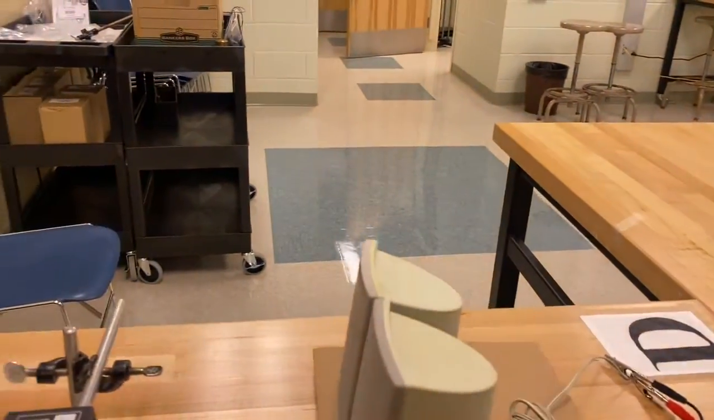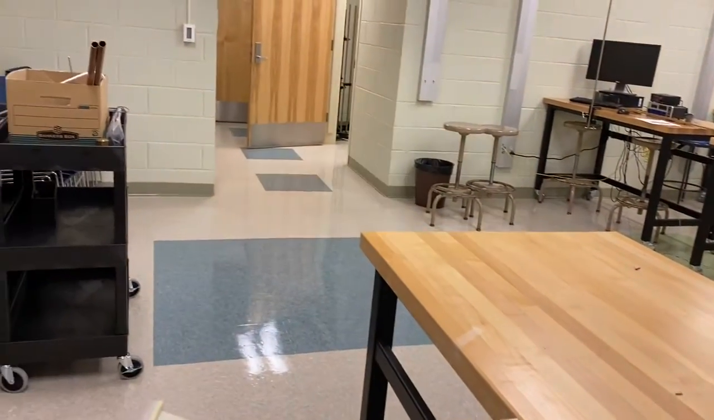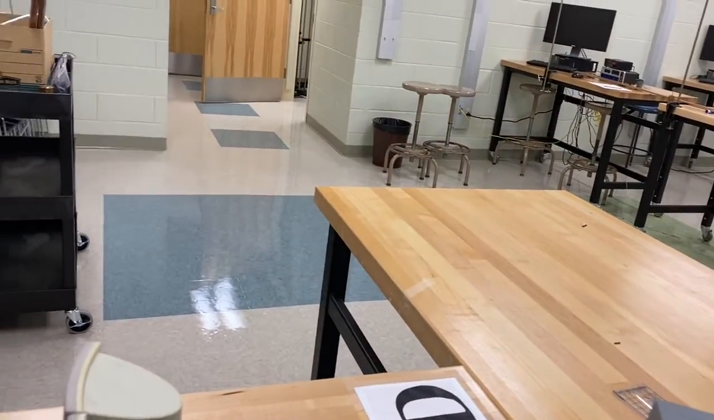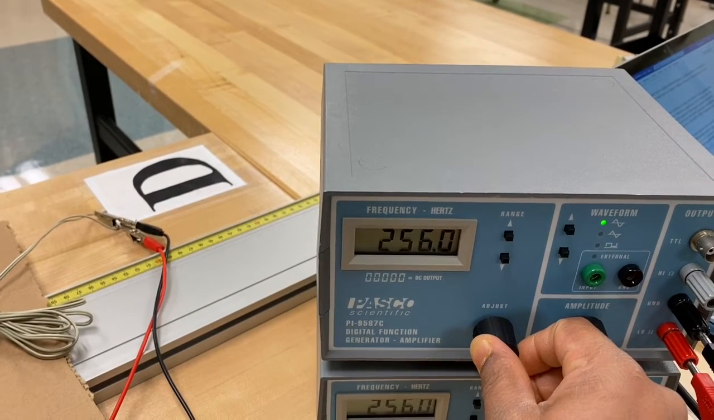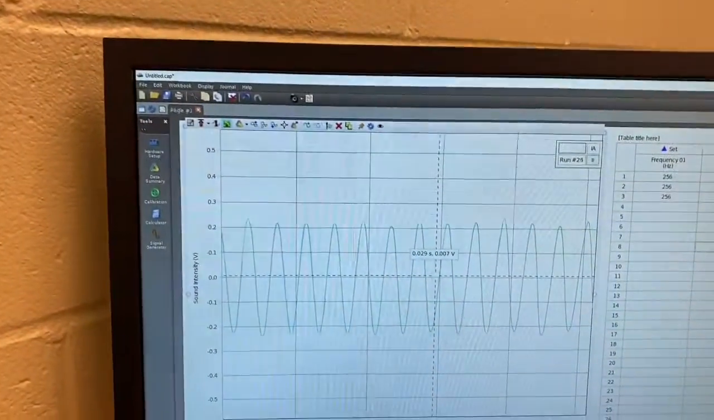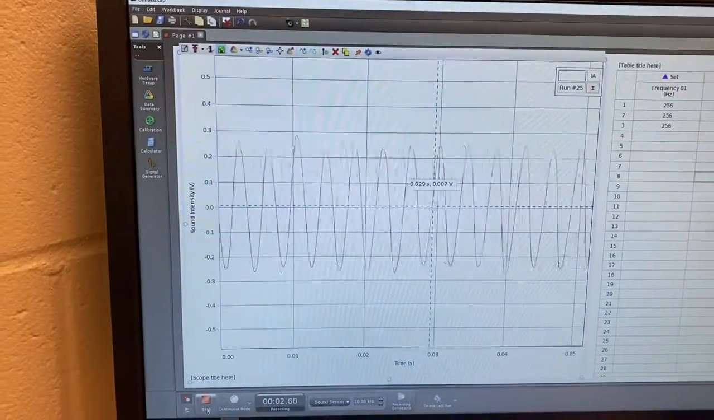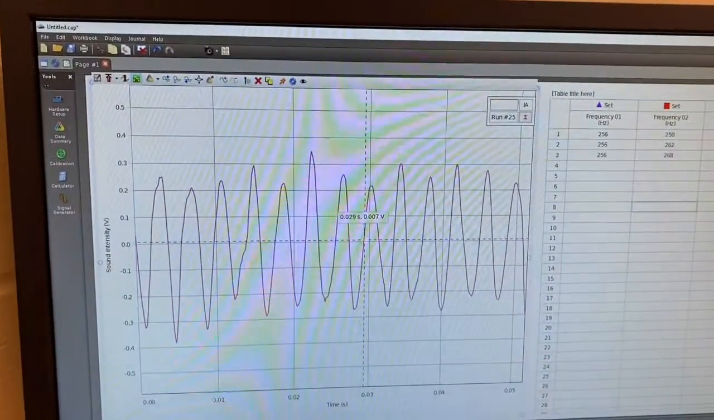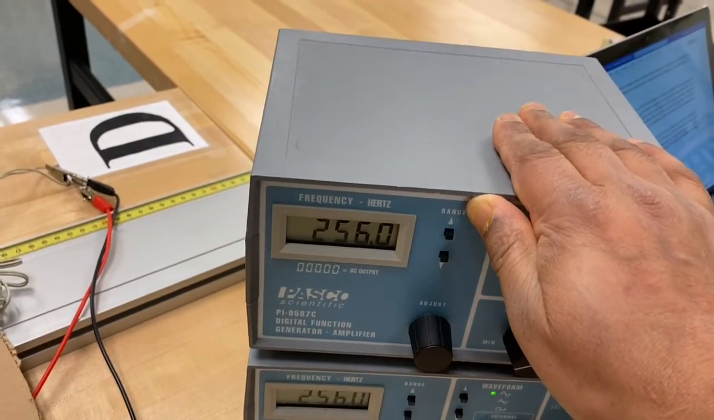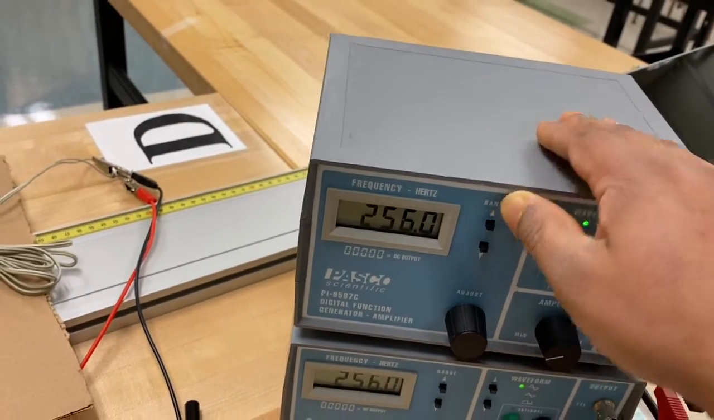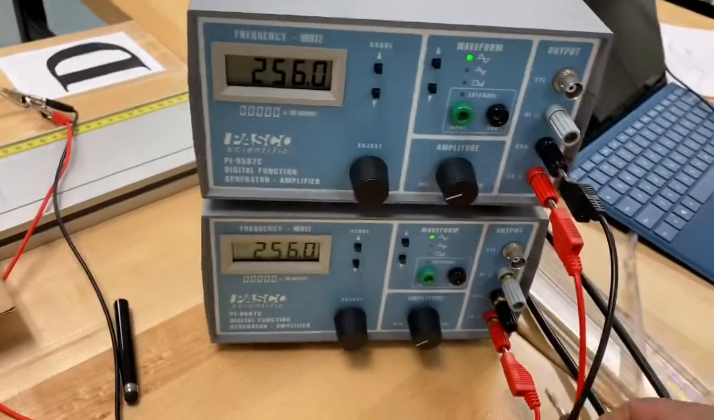And now I'm going to run the second speaker to make sure it's working. It's working. The frequency is 256, and again I can see the signal. I'm going to start recording. I have the signal and I can capture the signal. So this is the second signal generated by the signal generator G2.